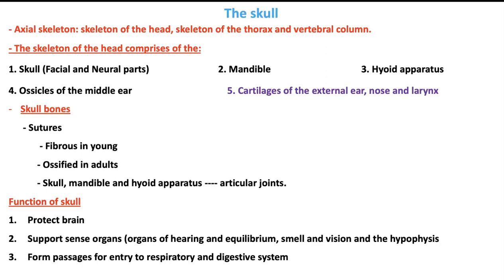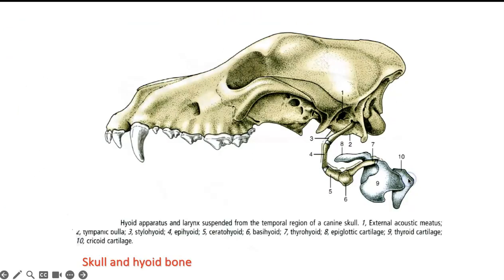The functions of the skull include protection of the brain, and supporting the sense organs for hearing, equilibrium, smell, and vision, and also the pituitary gland. It is also the passage for the entry of the respiratory and digestive systems.